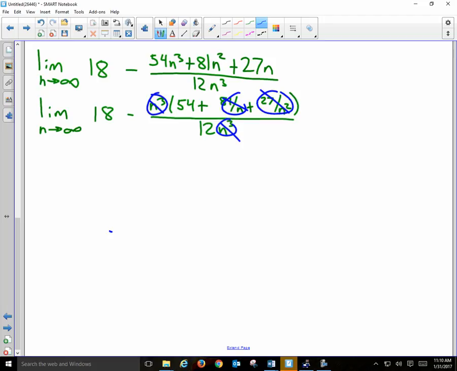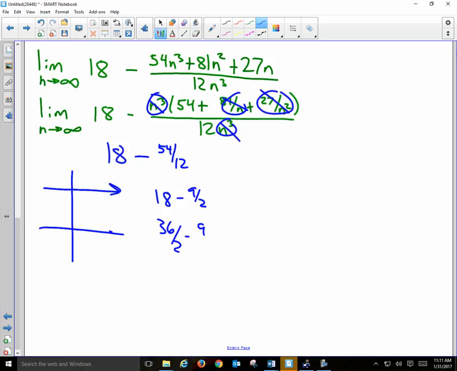And so anybody know the limit of a constant? It's a constant because the limit refers to the y value, and 18 is just simply a horizontal line, correct? So that always approaches a height of 18. It's always 18. So the limit of a constant is a constant minus 54 over 12. I can simplify that. 18 minus, let's see, 54 over 12 divided by 6. So I've got 9 over 2. So 36 over 2 minus 9 over 2 is 27 over 2, or 13.5.